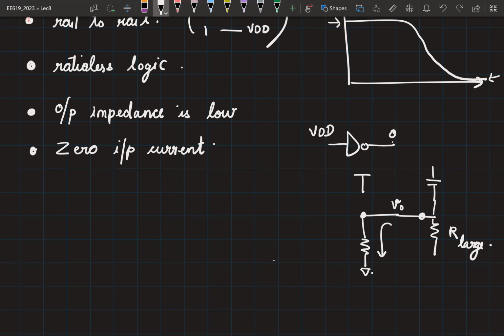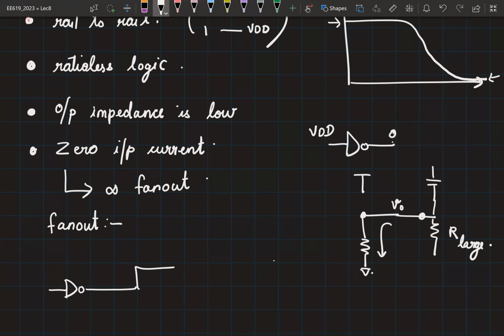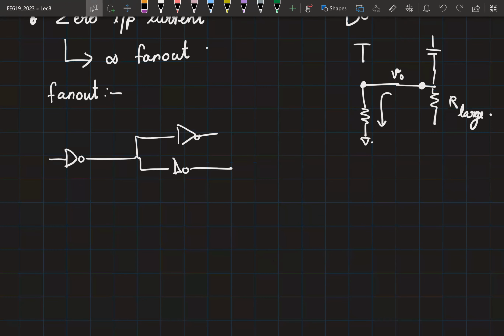Okay. Now, what this implies is that we can have infinite fan out for a given inverter. What does fan out mean? Basically, it is the number of gates that you have connected at the output. So if I take an inverter and I connect multiple other gates to the output, the number of such gates that have been connected is called the fan out of this gate.